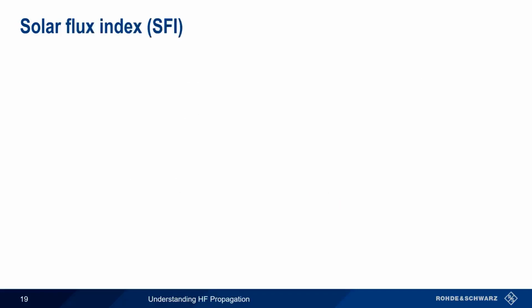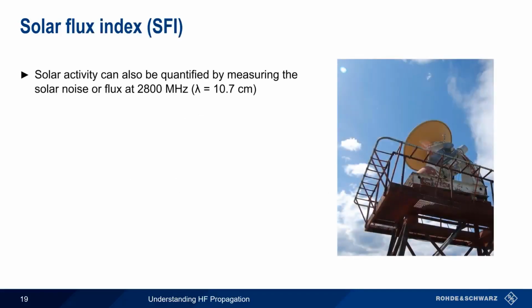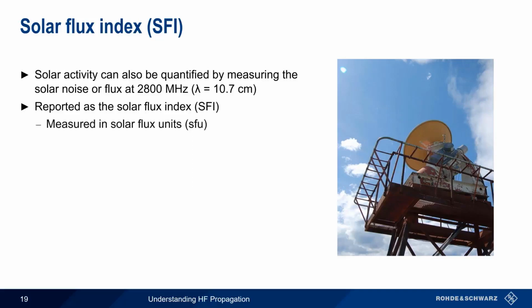We can also quantify solar activity by measuring the level of solar noise, or flux, at a frequency of 2800 MHz. These measurements are reported as the solar flux index, with values given in so-called solar flux units. Measured solar flux values generally fall in the range of about 50 during a solar cycle minimum to about 300 during a solar cycle maximum.